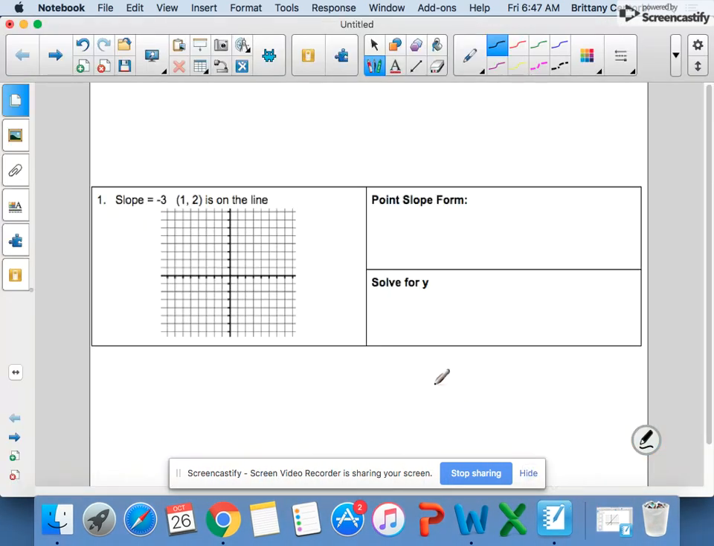All right, so today we're going to talk about writing an equation of a line in point slope form. So yesterday you guys took notes, and point slope form is y minus y1 equals m times x minus x1. So remember, x1 and y1 are a point that is on the line, and then m is our slope.